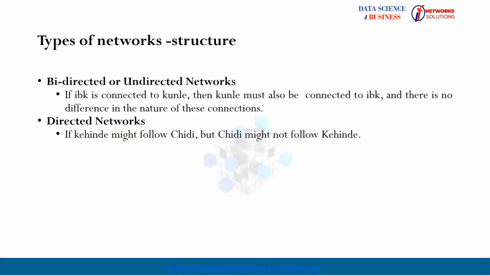Now, we have different types of network. We have the bidirected, and for that, it simply means that you have back and forth communication or link between the objects in this network. For example, if IBK is connected to Kunle, then Kunle must also be connected to IBK. So there is no particular difference in the nature of this connection, so we can say that's bidirected. But when we have directed networks, for example, if Kende follows Chidi, but Chidi does not necessarily have to follow Kende, that's a directed network.